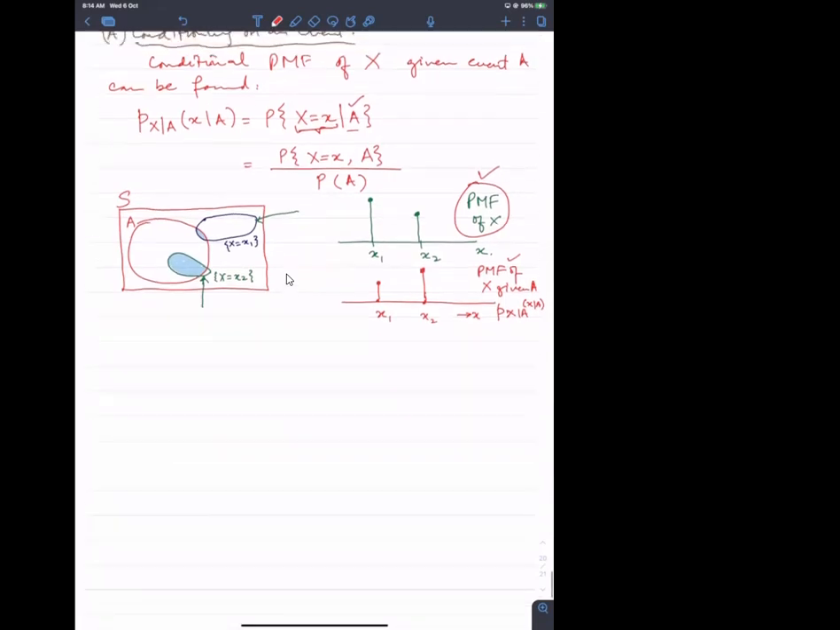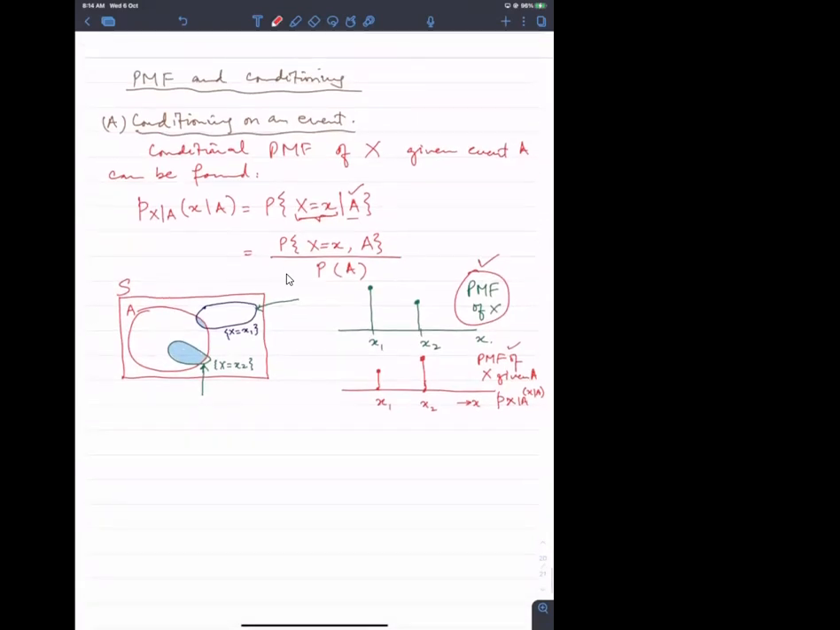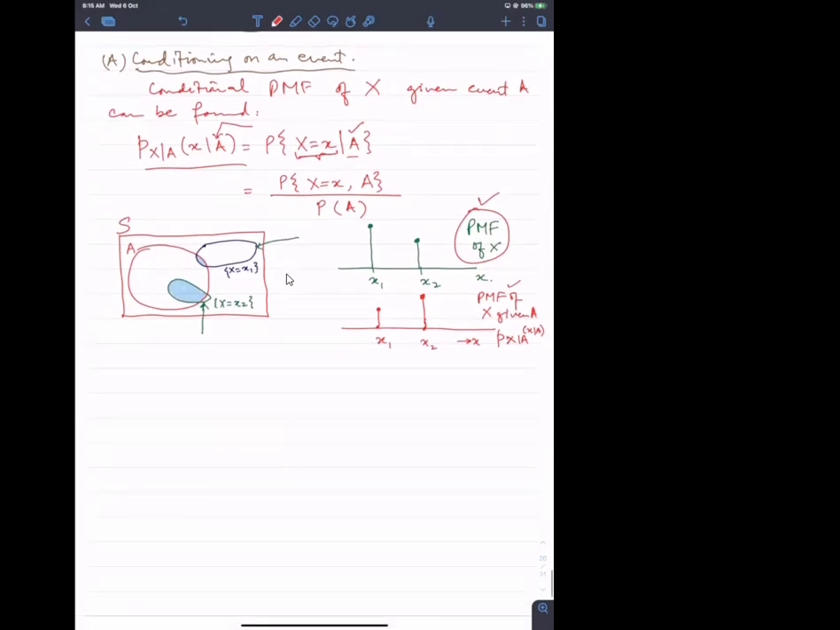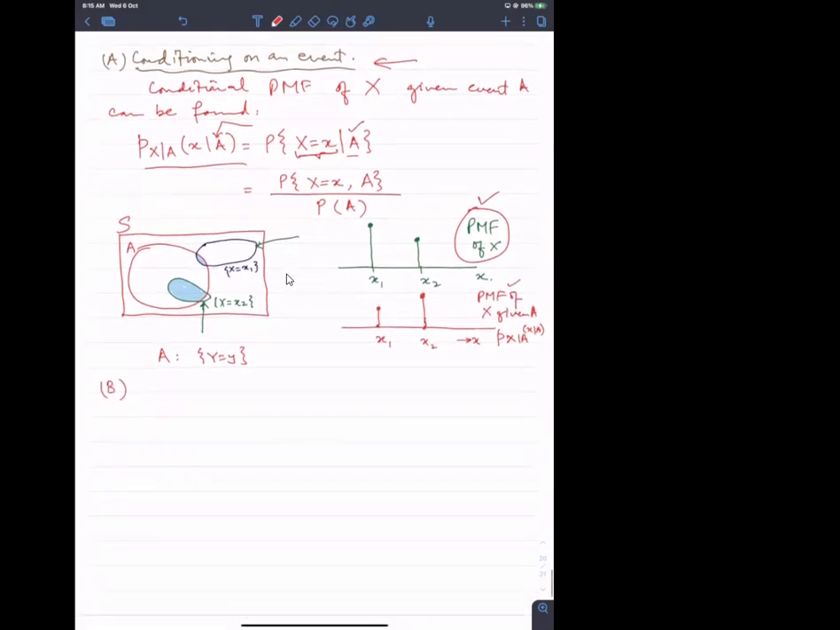Okay. So this is conditioning on an event. Just like you can condition on an event, this event A could be another random variable taking some value. So for example, event A can be Y taking a value small y. This can happen, okay? Which leads us to the second way of conditioning. One was conditioning on an event.